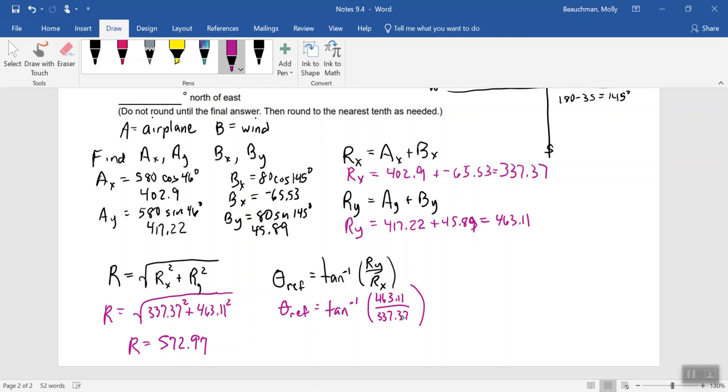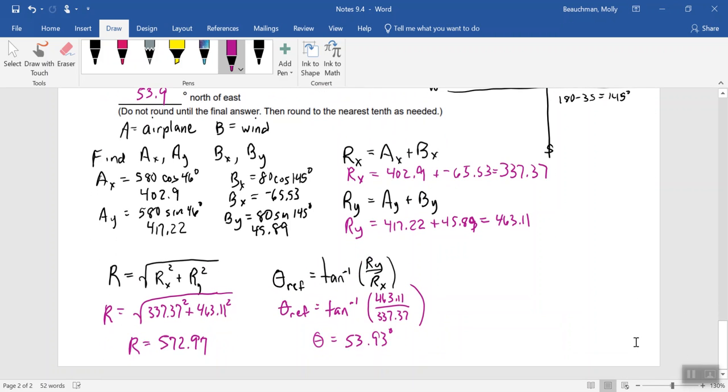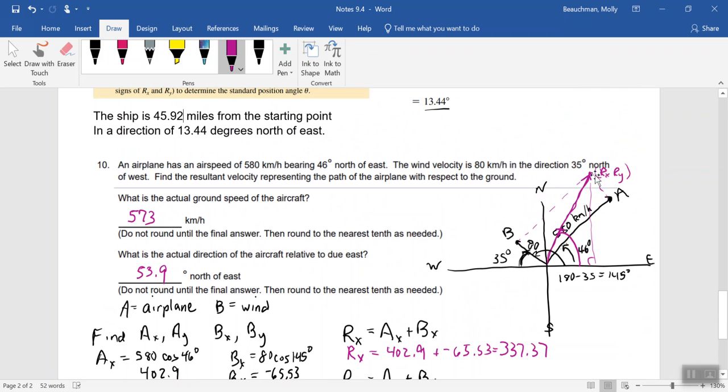Put that in the calculator, we end up with an angle of 53.93 north of east. So we want the nearest tenth, so that's going to be 53.9 degrees north of east. So this angle right here, 53.9 degrees north of east. So if you can try to keep it straight and think about the right triangle trigonometry that we did, and that the vector components are really just the x and y coordinates of where the terminal side is that make right angles with the x-axis, right triangles. It's all about right triangles.